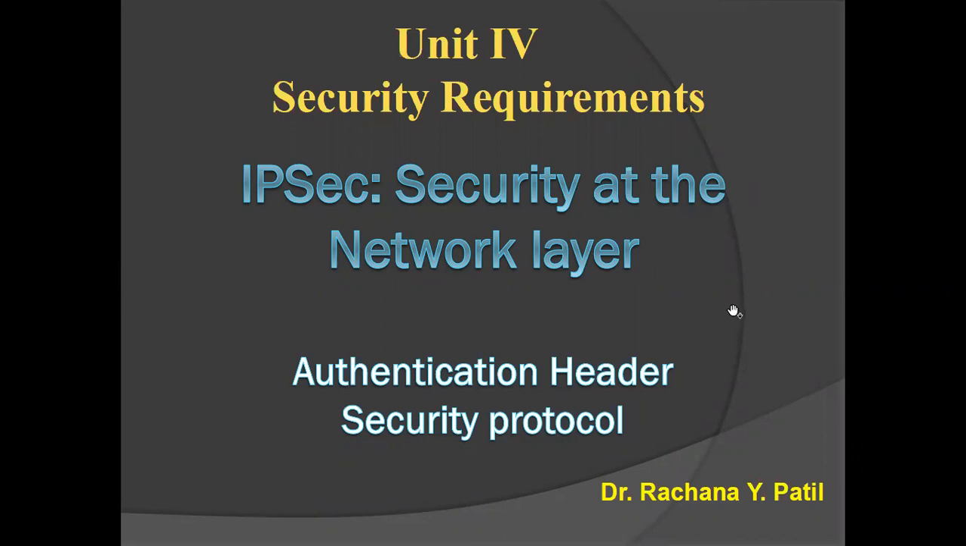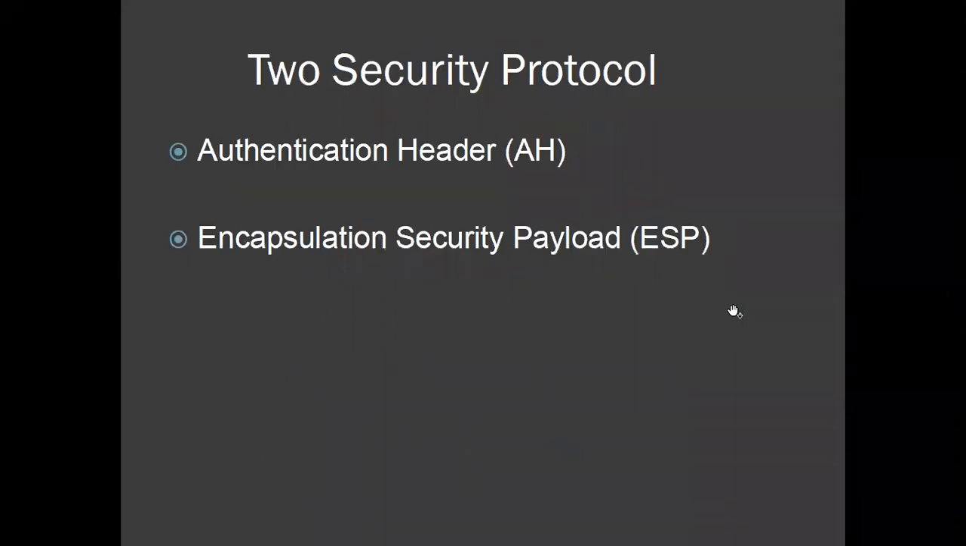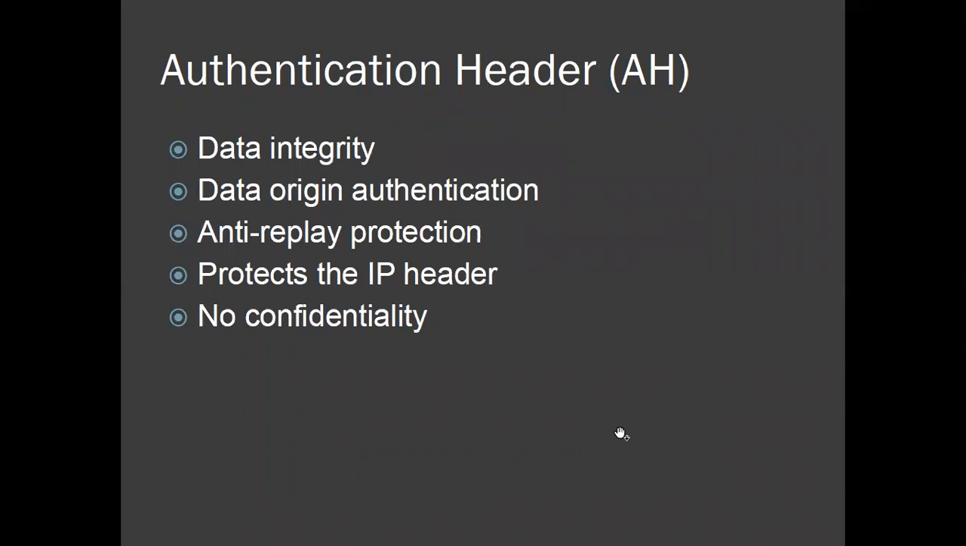In this video, we'll study the authentication header protocol. The two security protocols provided by IPsec are the authentication header protocol and the encapsulation security payload protocol. These protocols are used to provide authentication and encryption, or authentication or encryption. Both of them provide authentication, but not necessarily encryption for the packet at the IP level, that is at the network level. So let us start with the authentication header protocol.